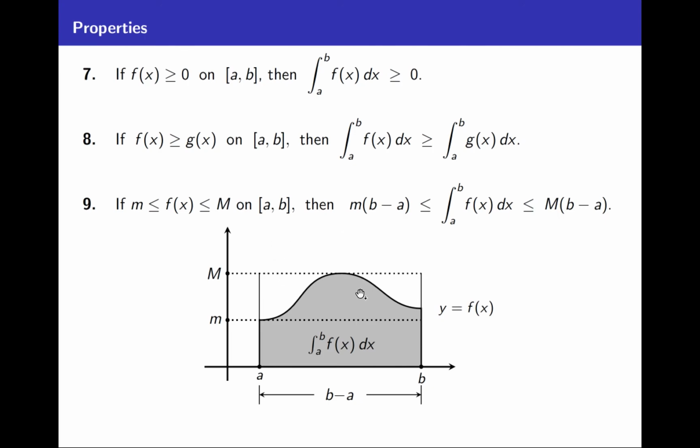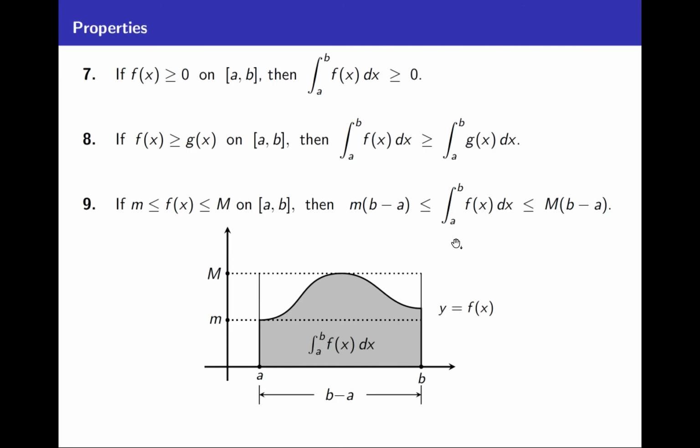Now what I want to point out here is that if you look at this rectangle that has a height of little m, its area is base times height, b minus a times m, or m times b minus a. And that's less than or equal to the shaded area, which is the definite integral from a to b of f of x dx. So you see how this is the area of a rectangle, the little rectangle down here? That's less than or equal to this definite integral.